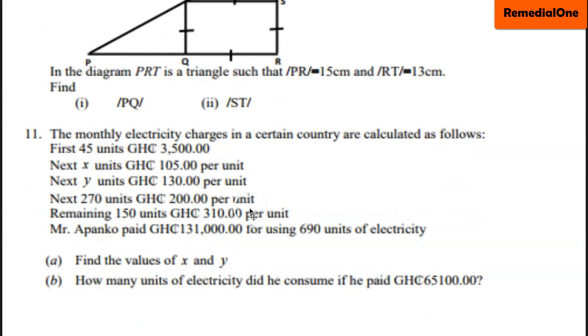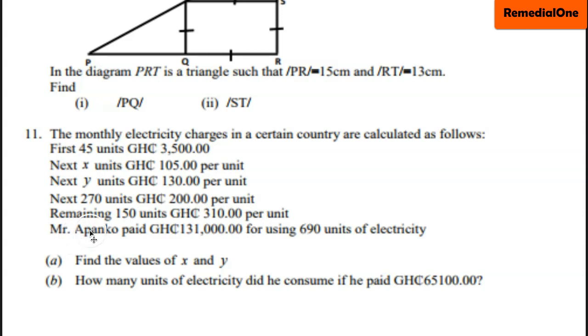Question 11. The monthly electricity charges in a certain country are calculated as follows. The first 45 units is 3,500 Ghana cedis. Next X units 105 Ghana cedis per unit. Next Y units 130 cedis per unit. Next 270 units 200 cedis per unit. Remaining 150 units 310 Ghana cedis per unit.